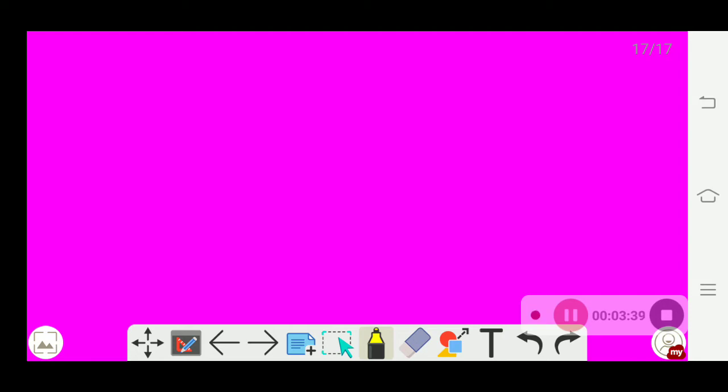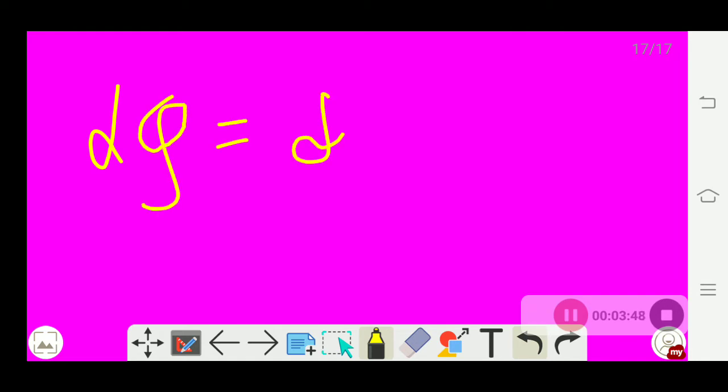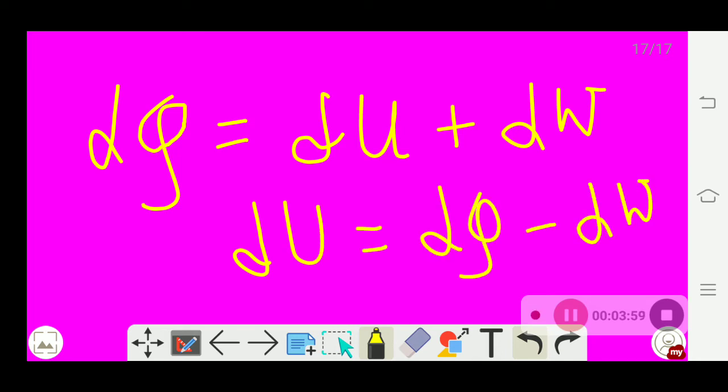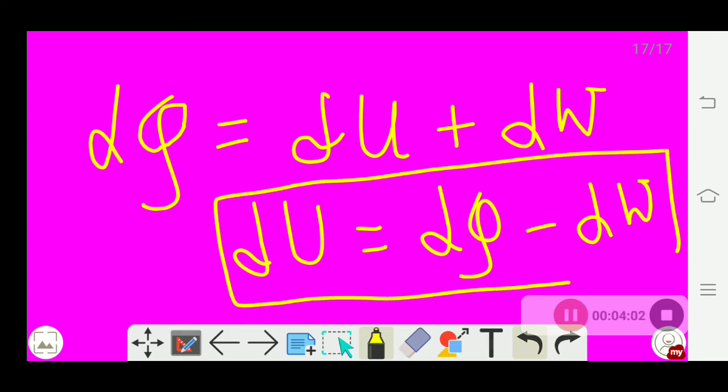So this is dq equals to du plus dw, or I remember like this, du equals to dq minus dw. Okay, so du equals to dq minus dw. This is the first law of thermodynamics.